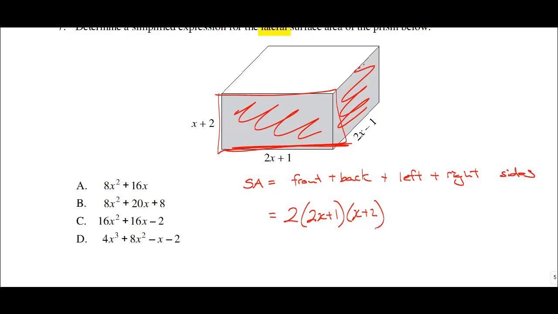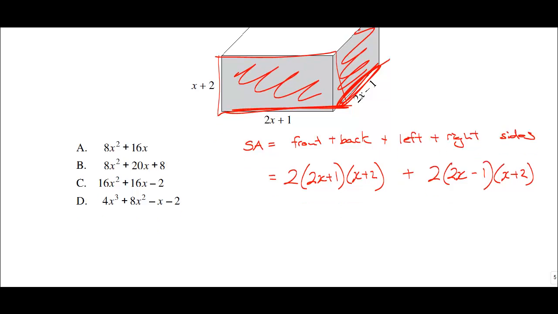Okay. Now let's deal with the left and right sides. How many of them do we have? We have two, of course. We have the left side and the right side. We have the distance across, so this distance right here is 2x minus 1, and the height, again, is x plus 2. And now from here, it's just a matter of using the distributive property.